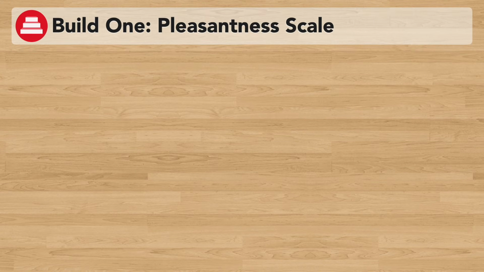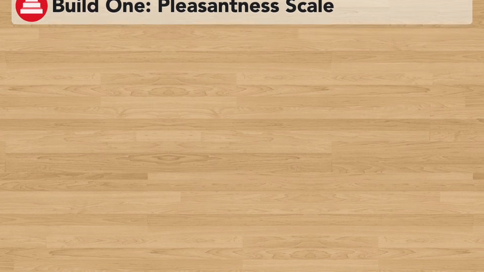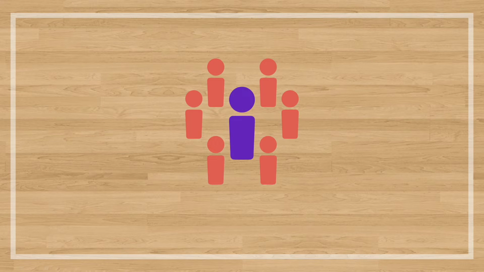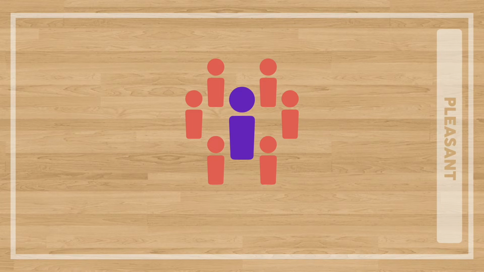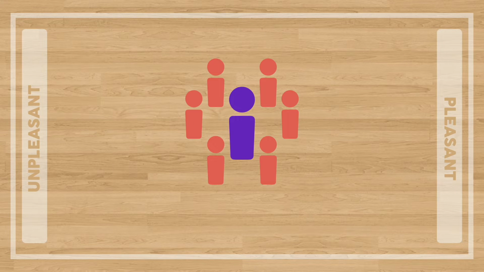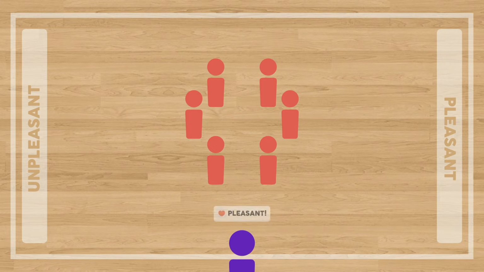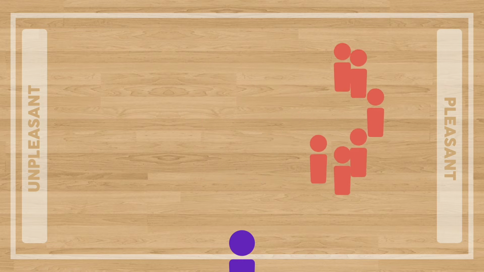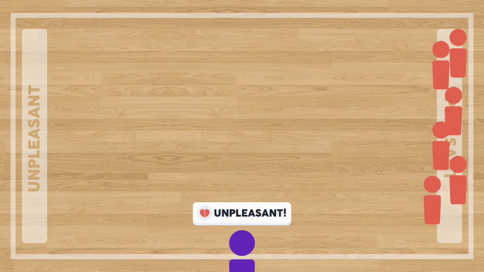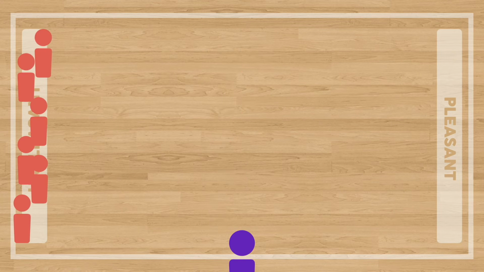So the game starts off by introducing students to the pleasantness scale. Students stand in the middle of a rectangular playing area, and then the teacher will assign one end line as the pleasant line and the opposite line as the unpleasant line. The class will then practice reacting and running to either line. The teacher will call out either pleasant or unpleasant, and when they do so, the students need to run to that line.